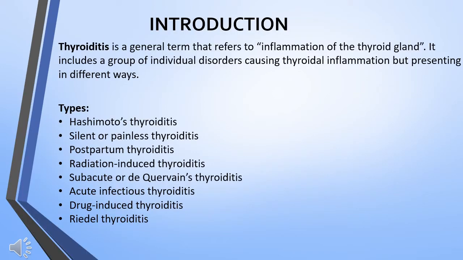Let's start with what is thyroiditis. It is a general term for the inflammation of thyroid gland. There are various types of thyroiditis, and in this video, we are approaching a case of subacute thyroiditis, which is also known as de Quervain's thyroiditis.